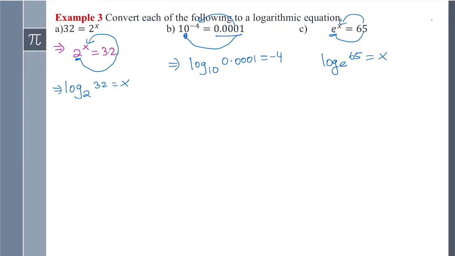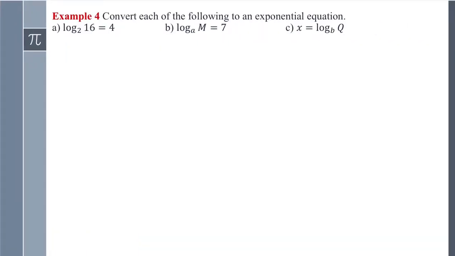Okay, let's do the other way. So in the next example here, we have the logarithmic equation. We are going to change them to an exponential. Okay, so again, we start with the base. So this is equivalent to 2 to the fourth equals 16. So this is an exponential equation.